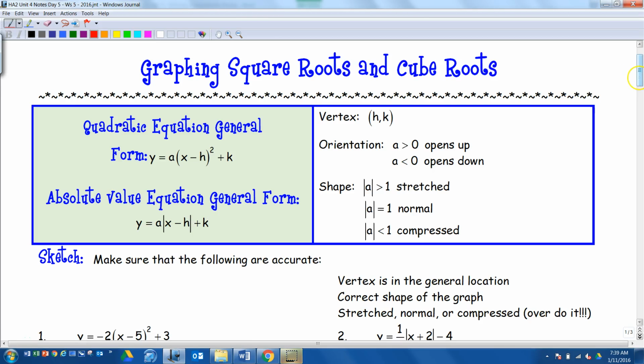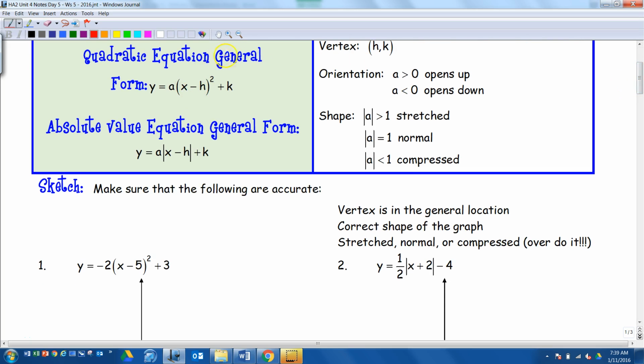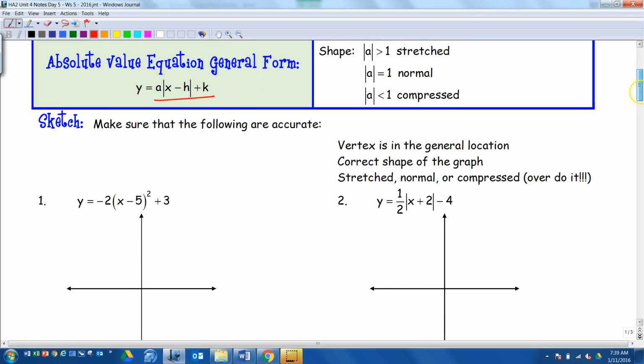Alright class, today we're going to look at different graphings of the square root and cube root functions. First we're going to remember the quadratic equation in vertex form, where the vertex is (h, k), and we're also going to look at absolute value, again where the vertex is (h, k). If a is greater than 1, it doesn't matter if it's negative or positive, it is stretched vertically, whereas it's compressed the other way.